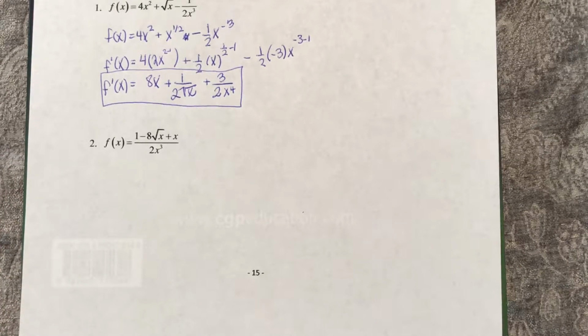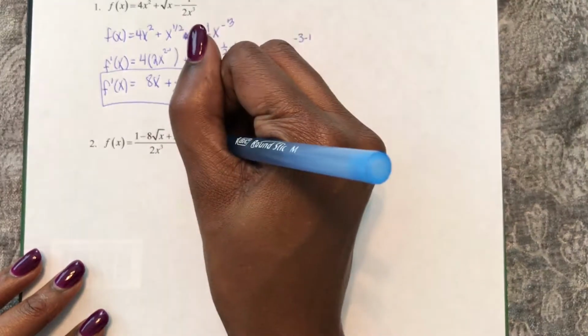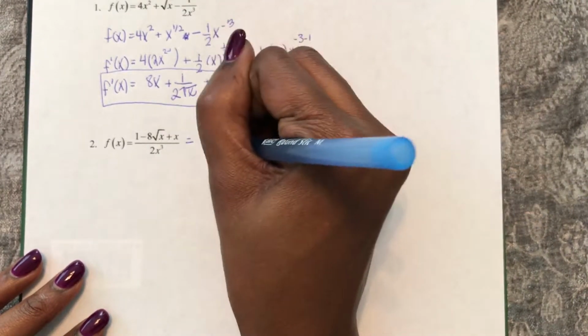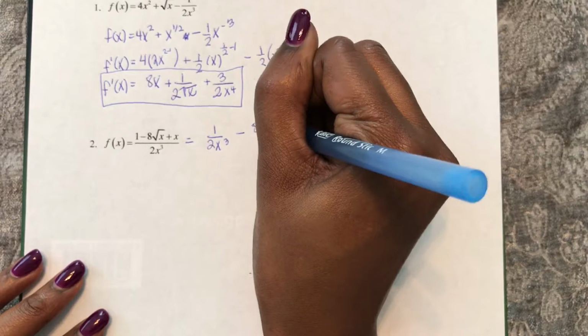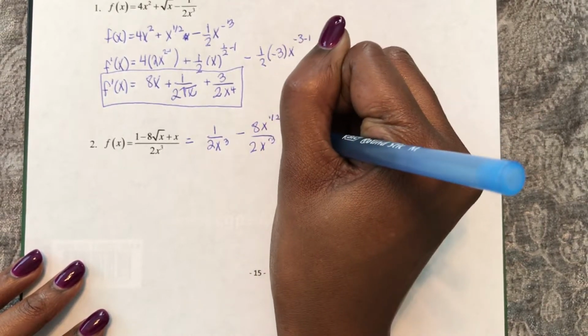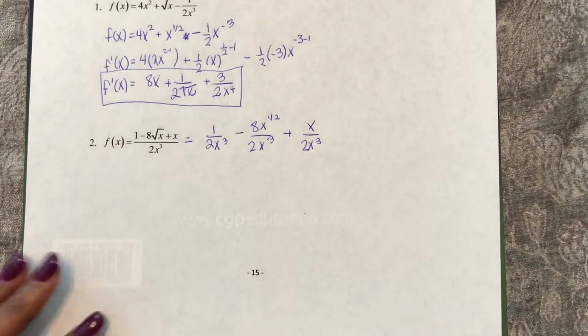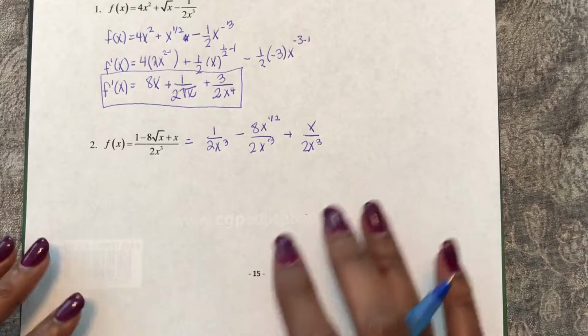So moving on to number 2, just reminding you that in this section, quite a bit we're going to be using the derivatives with x to some power. I'm asking myself, how can I rewrite this as separate terms with x to some power? So this is the same as 1 over 2x to the third minus 8x to the 1/2 over 2x to the third plus x over 2x to the third. So I just split those up into separate fractions.